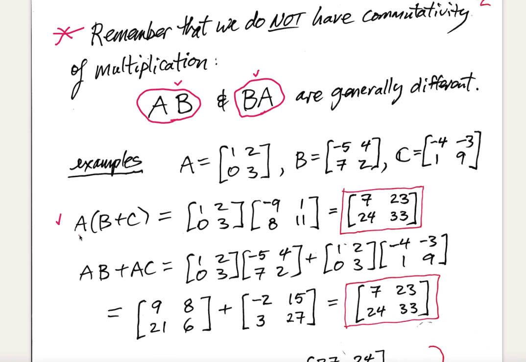Okay, I'm going to go A times the quantity B plus C here. The first thing I'm going to do is write down A, so 1, 2, 0, 3. The next thing is to add B and C here. And remember, you can add these two because they have what? The same dimensions. So adding B and C, you just add corresponding entries. I'd have negative 5 and negative 4, which gives me negative 9. 4 plus negative 3 gives me 1, and so forth. So we've got negative 9, 1, 8, 11.